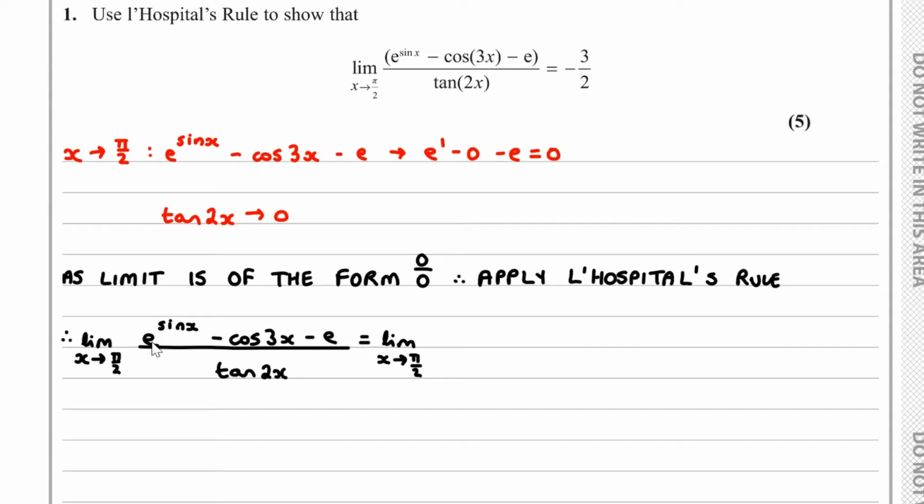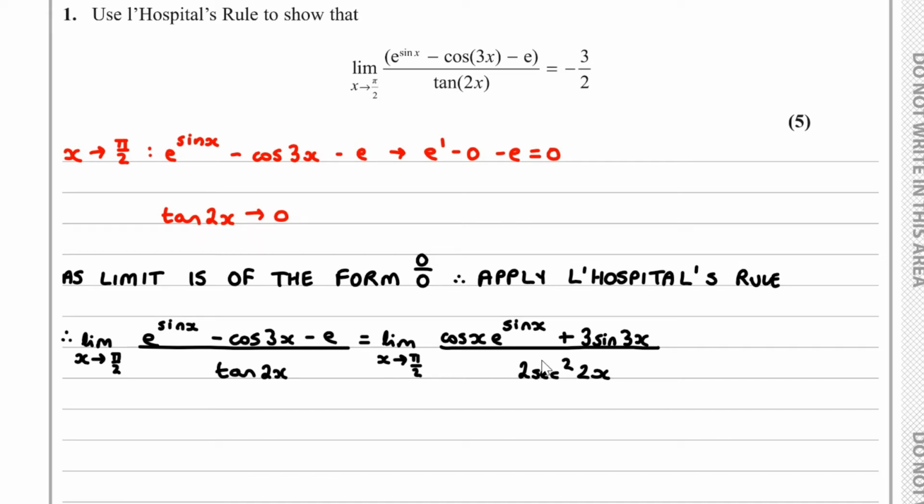So we have the limit as x tends towards pi over 2 of, well, if we differentiate the top, differentiating e to the sine x, we end up with cos x times e to the sine x, and if we differentiate minus cos 3x, we end up with 3 sine 3x, and on the bottom, if we differentiate tan 2x, well, we'll end up with 2 sec squared 2x.